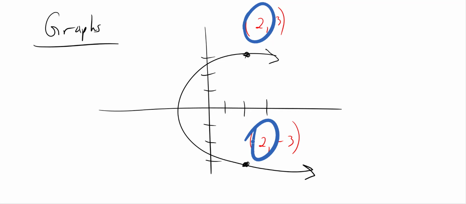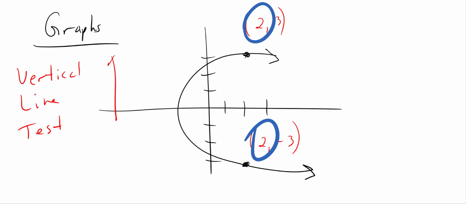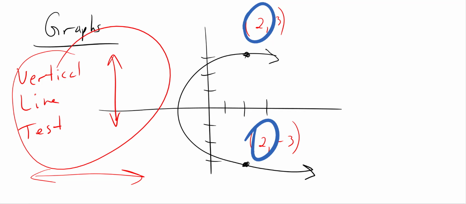Now, as opposed to plotting points, we're going to do something called the vertical line test. Remember, a vertical line is up and down. A horizontal line means you're looking at the horizon, left to right, side to side, and vertical is up and down. Let me get rid of this one so we don't get confused.